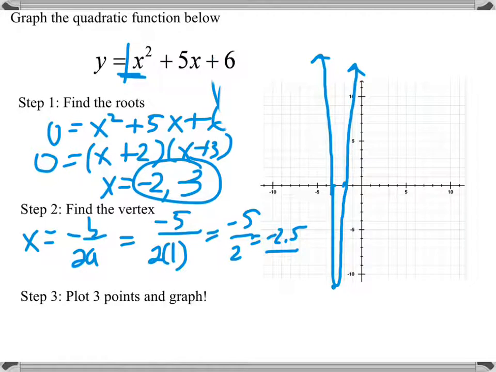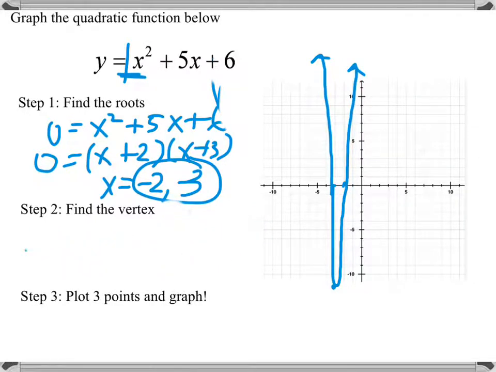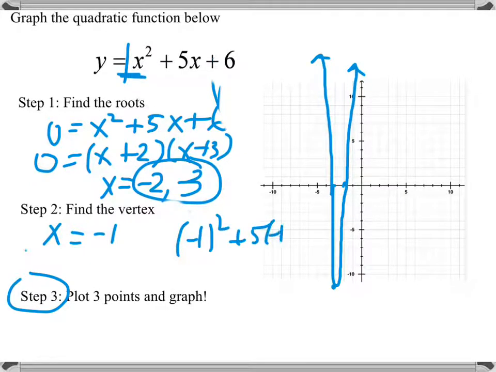Now, in order to get a more precise graph, I could figure out, well, what is the y value when the x value is negative 1? So this is step 3, plot some more points. If the x value is negative 1, it'd be negative 1 squared plus 5 times negative 1 plus 6. So it's 1 plus negative 5 plus 6. So it's negative 4 plus 6, which is, the y value would be positive 2. So when the x value is negative 1, the y value would be positive 2.